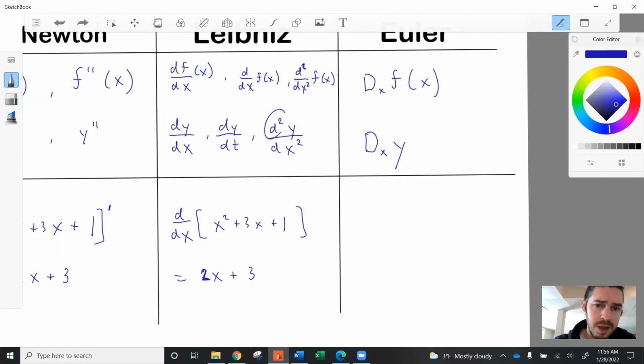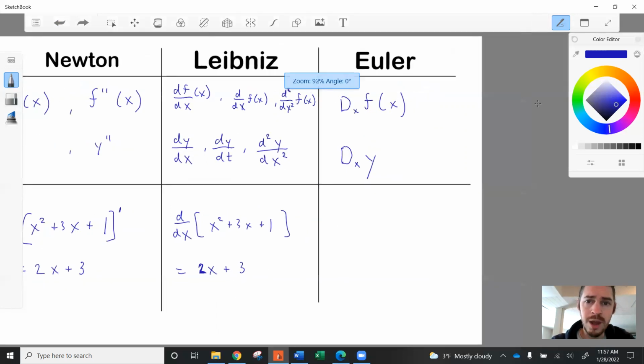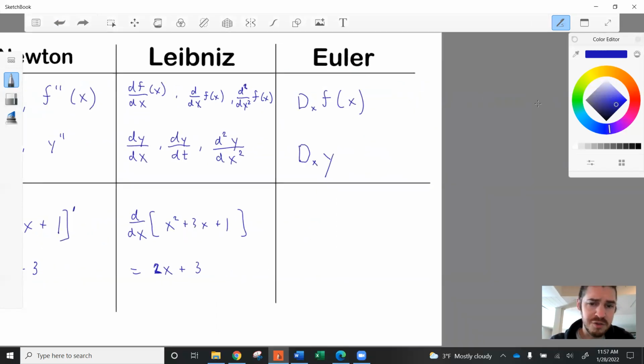That's why the squared is only on the d instead of on the y, because really it's just this part which has been done twice. The y only shows up once. The Euler notation is really easy for differential operator. This is probably the easiest one. This is the one I'll use most often. It's just capital D subscript x and then put parentheses around something.